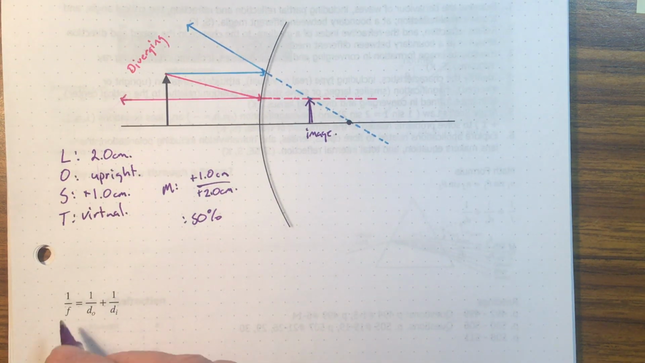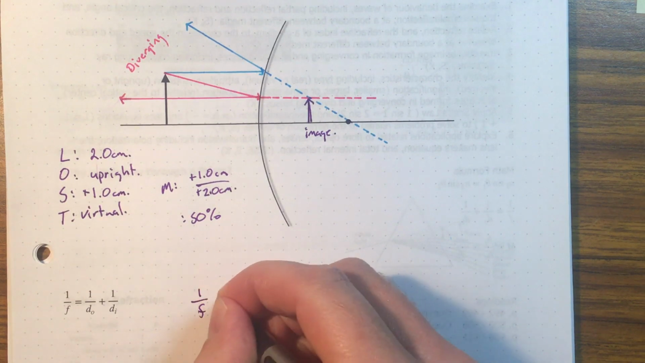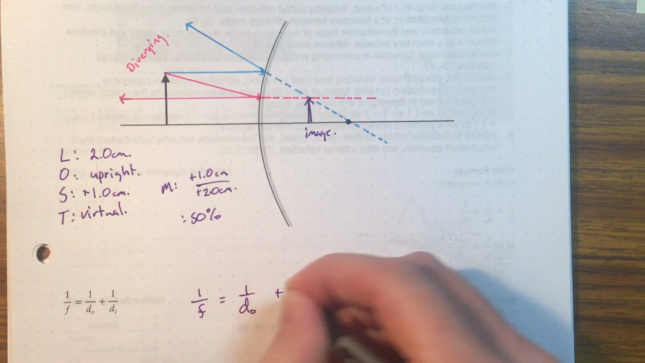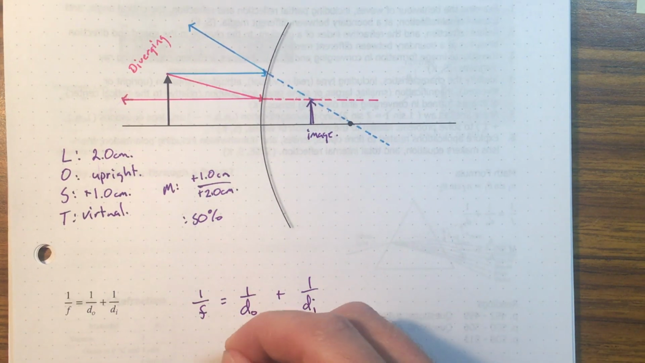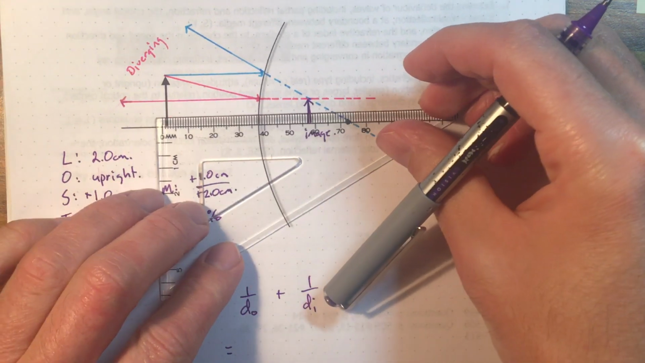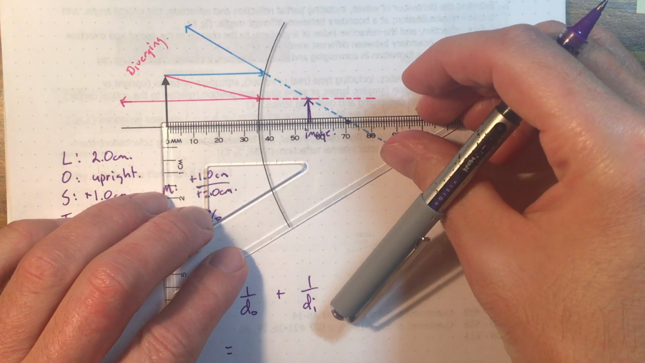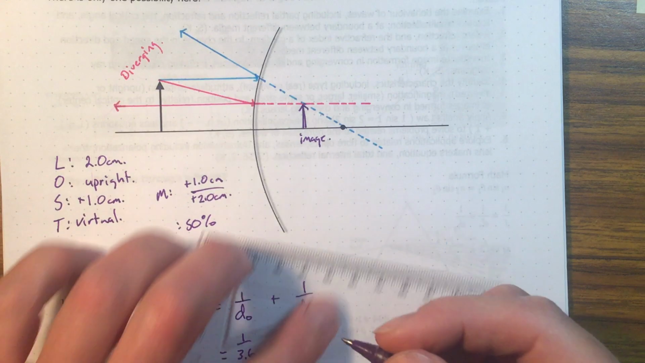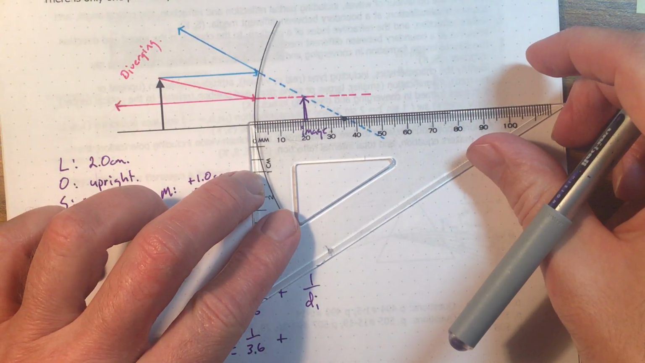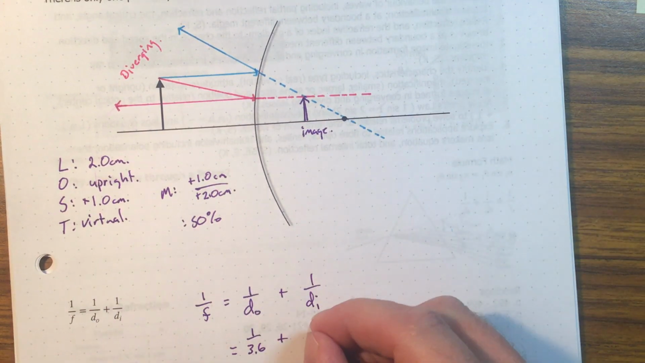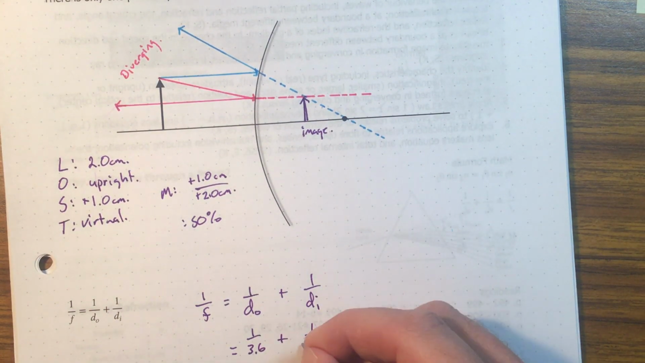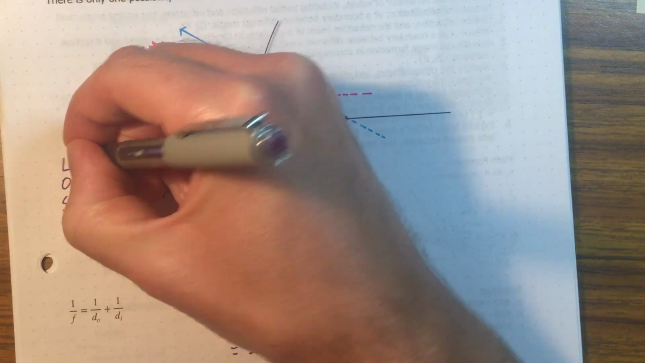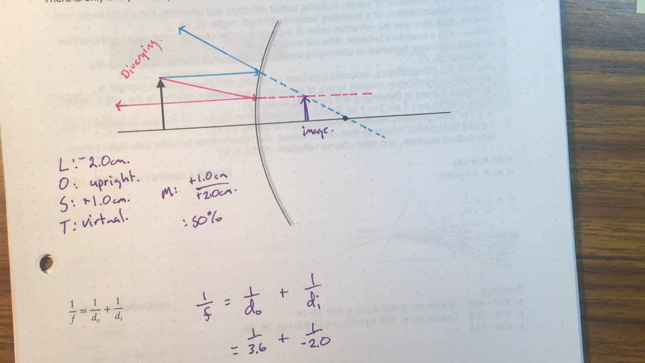All right, now let's take a look at this guy, and let's see if we can figure this guy out. 1 over f is equal to 1 over d sub o plus 1 over d sub i. Distance to the object. Our object is 3.6 centimeters away. 1 over 3.6 plus our image, it's about 2 centimeters away, right? So 1 over 2.0. Now this guy should be negative, I think. Let's try it with a negative.